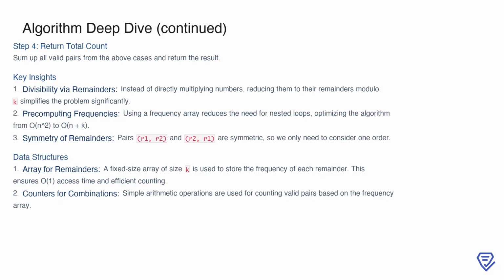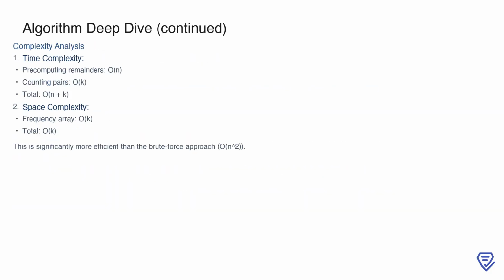This process leverages the key insight that working with remainders greatly simplifies the problem. By pre-computing the frequencies of remainders, we eliminate the need to explicitly compare every pair of numbers, which would have been computationally expensive. Instead, we reduce the problem to efficient arithmetic operations on a frequency array. This optimization not only simplifies the implementation but also transforms the computational complexity from quadratic to linear. Additionally, the symmetry of remainders ensures that we don't count the same pair twice, as we always handle complementary remainders systematically. The efficiency of this algorithm can be analyzed in terms of its time and space complexities.